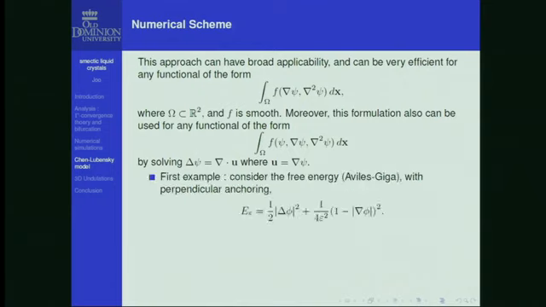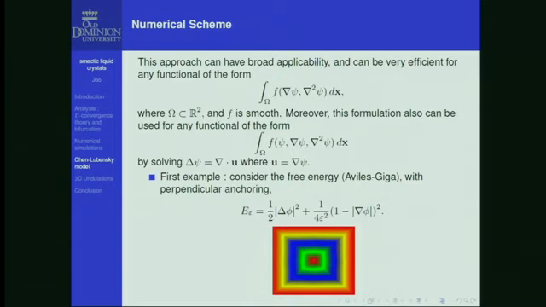So this is the first example that we did. If you just consider this Oseen-Frank smectic energy, then this is the perfect example for us. So it's exactly like this form. Then we can use this perpendicular anchoring condition. Then we have these layers perpendicularly aligned like that. So the director is perpendicularly aligned like that. So this is the first example using this method.